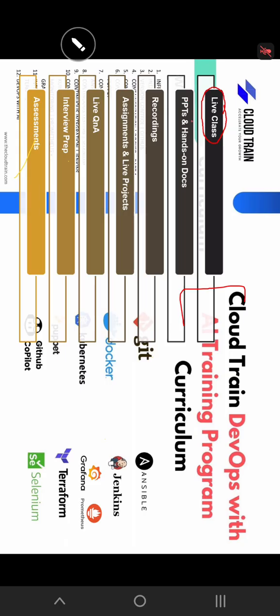Second, whatever materials we are referring to, in terms of PPTs, hands-on documents, GitHub repos, everything will be given to you at the end of every session every day. So all material will be given to you for lifetime access. Third, recordings. Live sessions are good, but they will happen only once. What if you want to see what the trainer was telling at that time? For that purpose, we record every live session and we give you the recording as well for future reference. And all these materials are given to you for lifetime access.